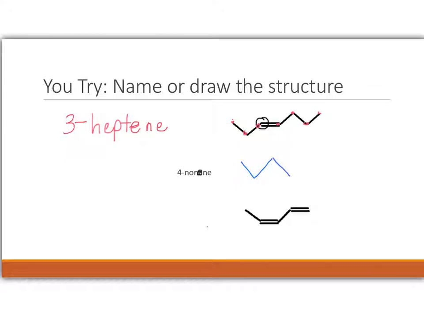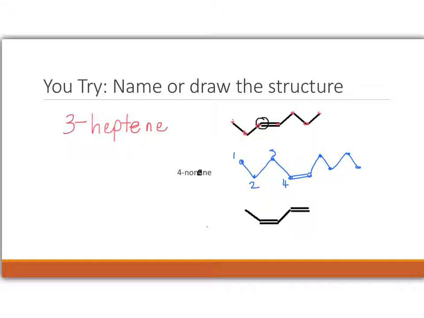There's my 4th carbon, double bond. That's 5, 6, 7, 8, 9. Okay, so double check. I've got 1, 2, 3, 4, 5, 6, 7, 8, 9 carbons, and it's 1, 2, 3, 4. That's where my double bond falls.